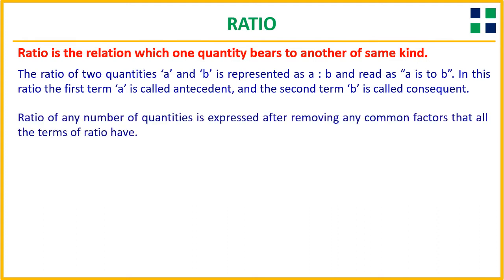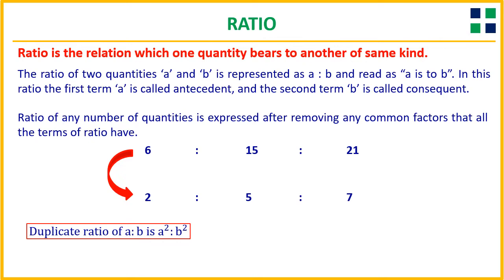Ratio of any number of quantities is expressed after removing any common factor that all the terms of the ratio have. For example, if we have a ratio 6 is to 15 is to 21, this ratio can be represented by removing a common factor, which is 3, and can be written as 2 is to 5 is to 7.